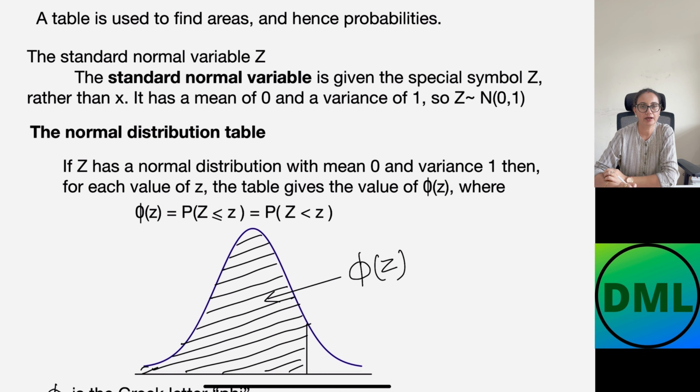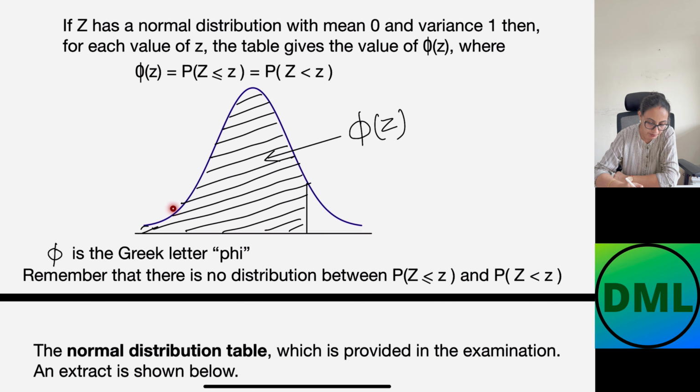Let's see our graph, how we are going to describe phi of z here. So this is our normal distribution curve. If the value lies here, then the part lower than that will be given as phi of z, where phi is the Greek letter and it is read as phi. Remember that there is no difference between probability of capital Z less than or equal to small z and probability of capital Z less than z. So there is no difference between both of them.